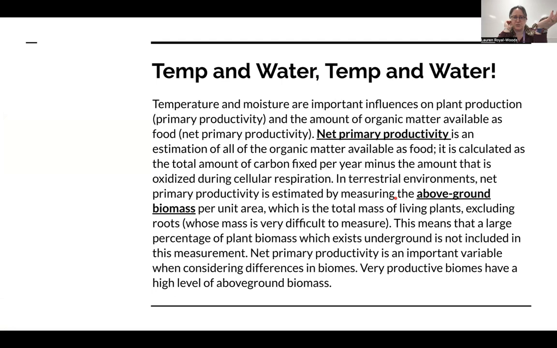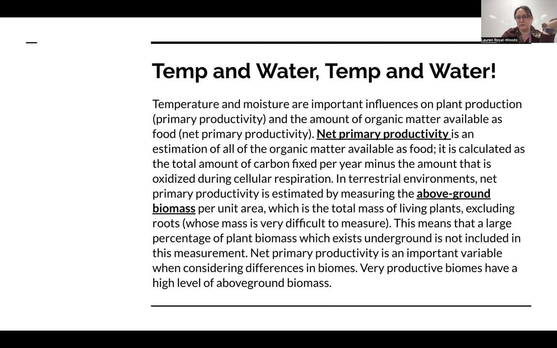So, temperature and moisture are important things. This basically influences plant production, which is called primary productivity. And that gives us the amount of organic matter available as food, which is net primary productivity. This is an estimation of all the organic matter available as food. It's calculated as the total amount of carbon fixed per year minus the amount that's oxidized during cellular respiration, so when that's being ingested by herbivores, or when predators are eating it.